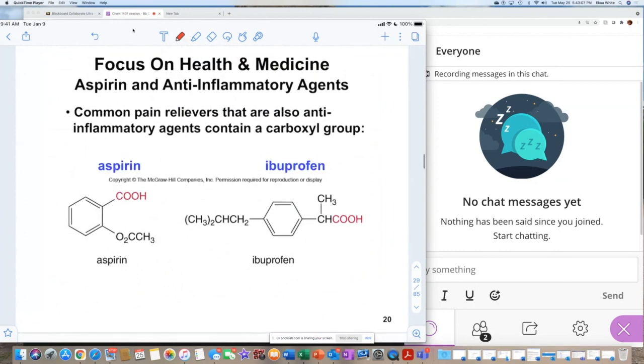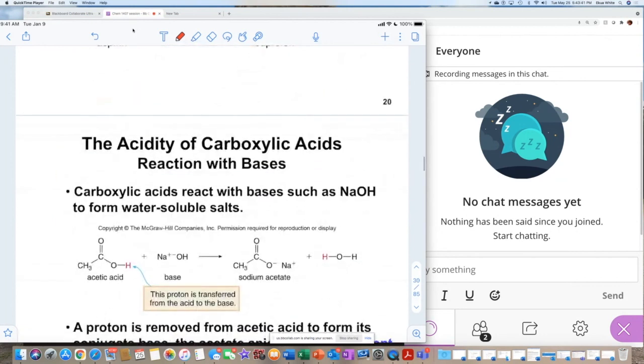Okay, now we're looking at life outside of the lab. So we have two painkillers or anti-inflammatory agents. We have aspirin and we have other anti-inflammatory agents like ibuprofen. These are common pain relievers and they are also anti-inflammatory agents. They both contain the carboxyl group, right here, but they also have the benzene group right here. But there's something important they're trying to mention here. Let me see if they mention it.